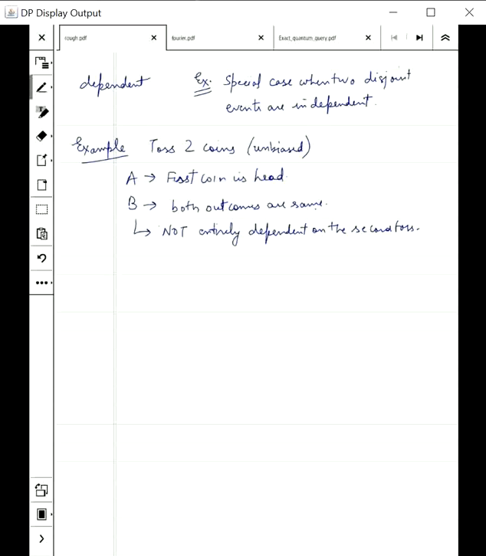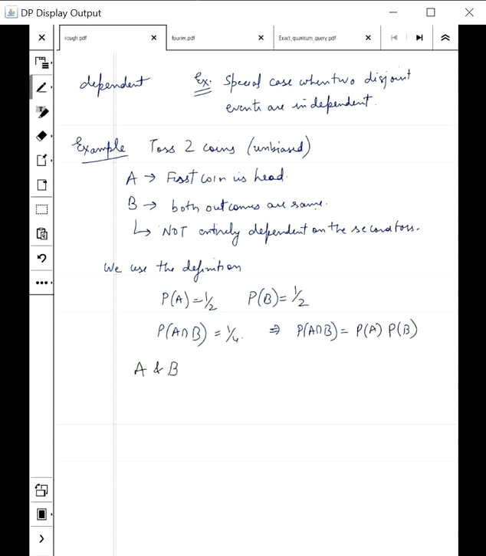In any such case, we use the definition. So probability of A is half. Probability of B, again you can calculate, is half. And probability of A intersection B, meaning the coin toss was head and head, is 1/4. This implies that probability of A intersection B is P(A) times P(B), so A and B are independent. So whenever in doubt, we can use the formula to verify whether two events are independent or not.